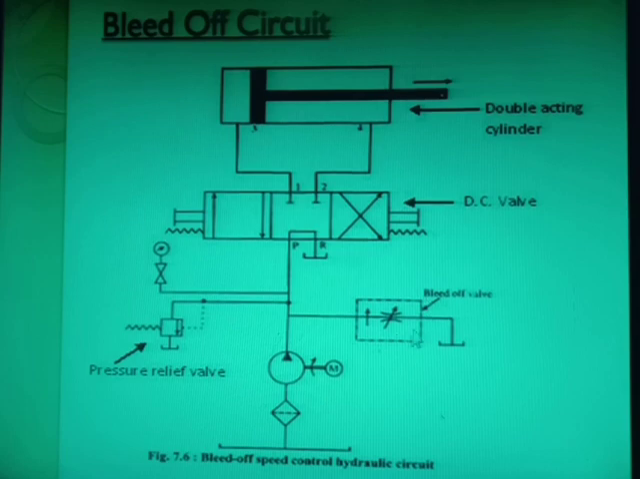You can see the difference here: no integral check valve is provided. It is simply a pressure compensated flow control valve, provided in the pressure line of the pump. Whatever oil is coming from the pump, before going to the direction control valve, some part of the oil is already removed through the bleed off control valve. As some oil is removed before the direction control valve, the quantity of oil going to the actuator is less, and hence we can control the speed of the actuator. That we have finished.